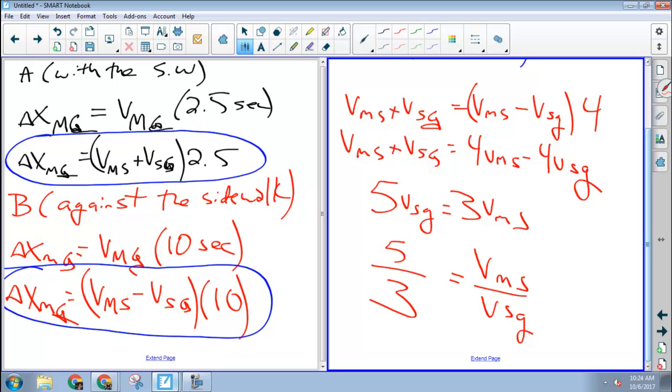The way that I did it was I just assigned arbitrary numbers to his speed when he's going with the sidewalk and his velocity when he's going against it. I assigned two numbers, 4 and 1. 4 meters per second is his velocity when he's going with the sidewalk, and 1 meter per second is his velocity when he's going against the sidewalk. Okay, you can't do that. I got the right answer though.